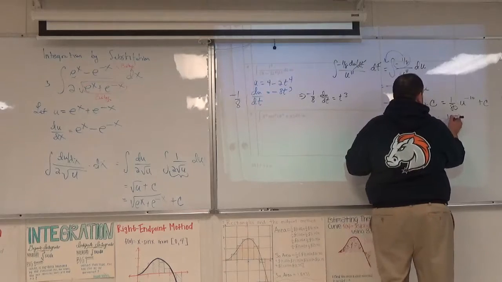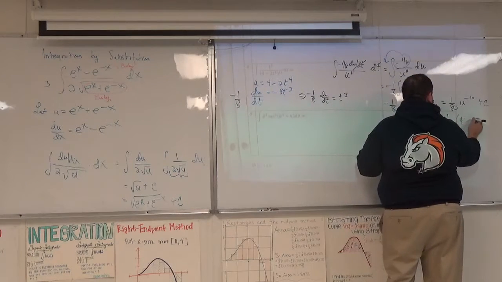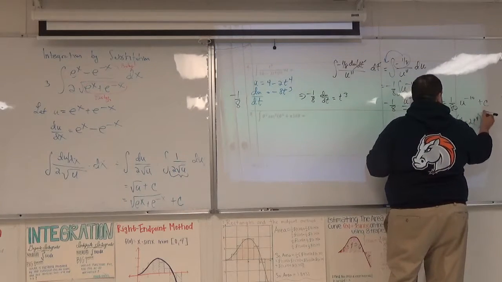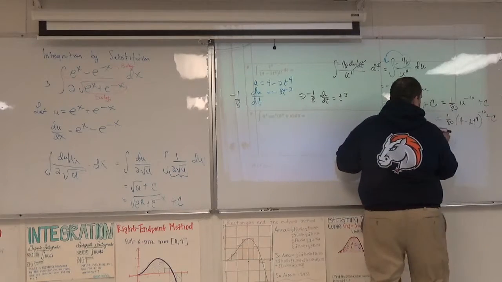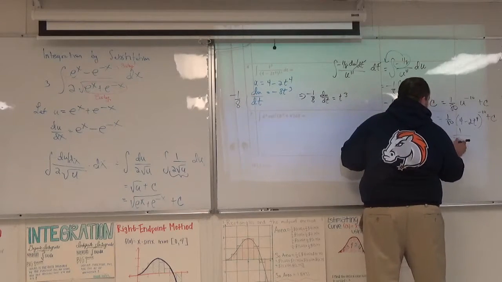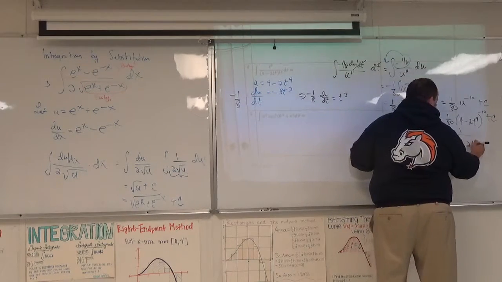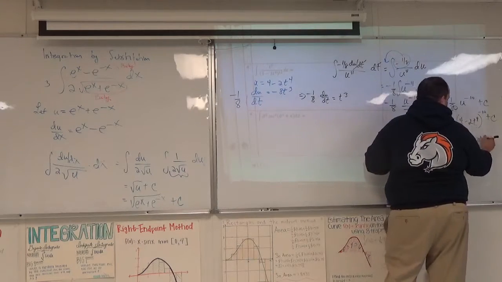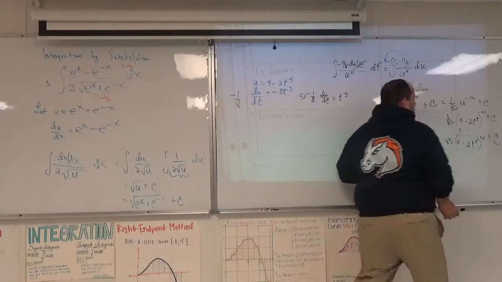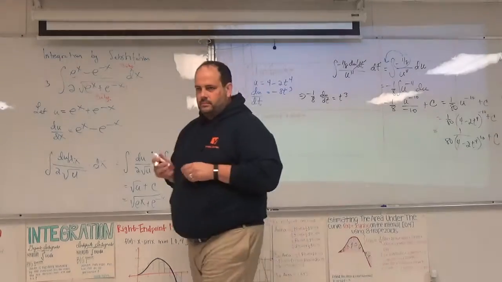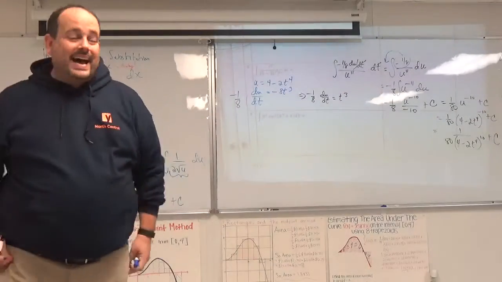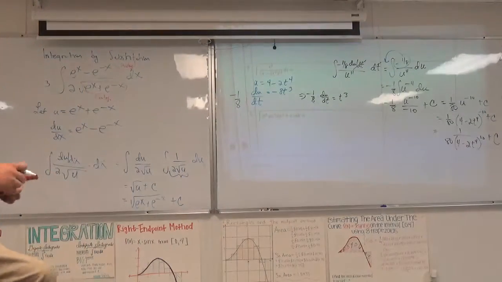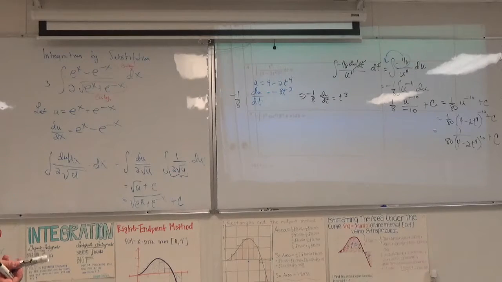U started off its life as, was it 4 minus 2t to the 4th? And maybe what I would do is write this as 1/80, 4 minus 2t to the 4th over 10 plus C. That's not something that I think anyone in the room, myself included, would just be able to do by looking at it. But hopefully integration by substitution makes things a little bit more obvious.